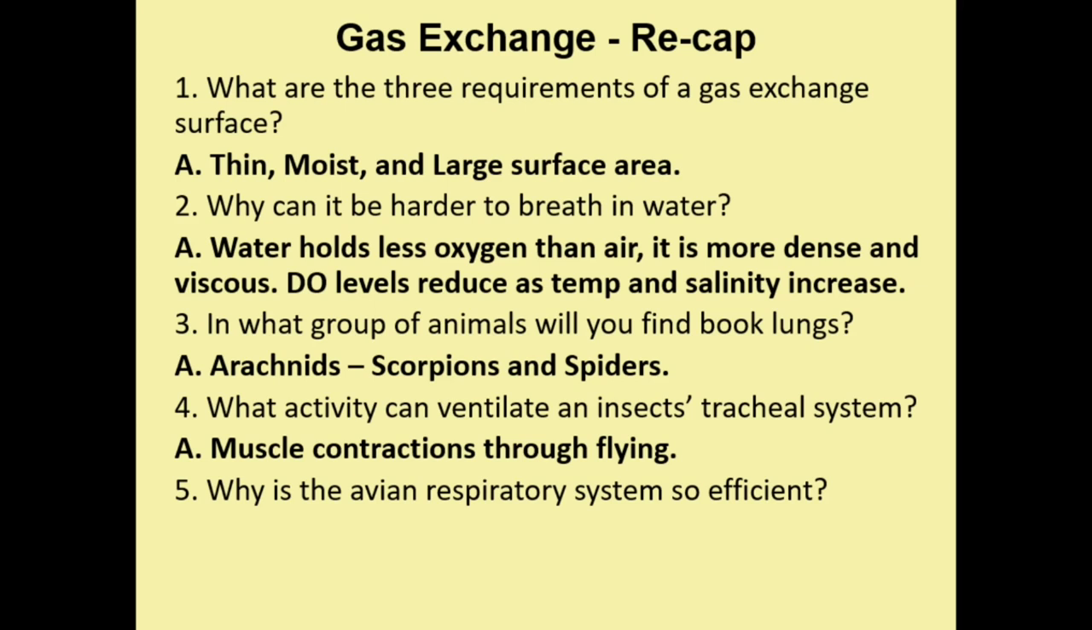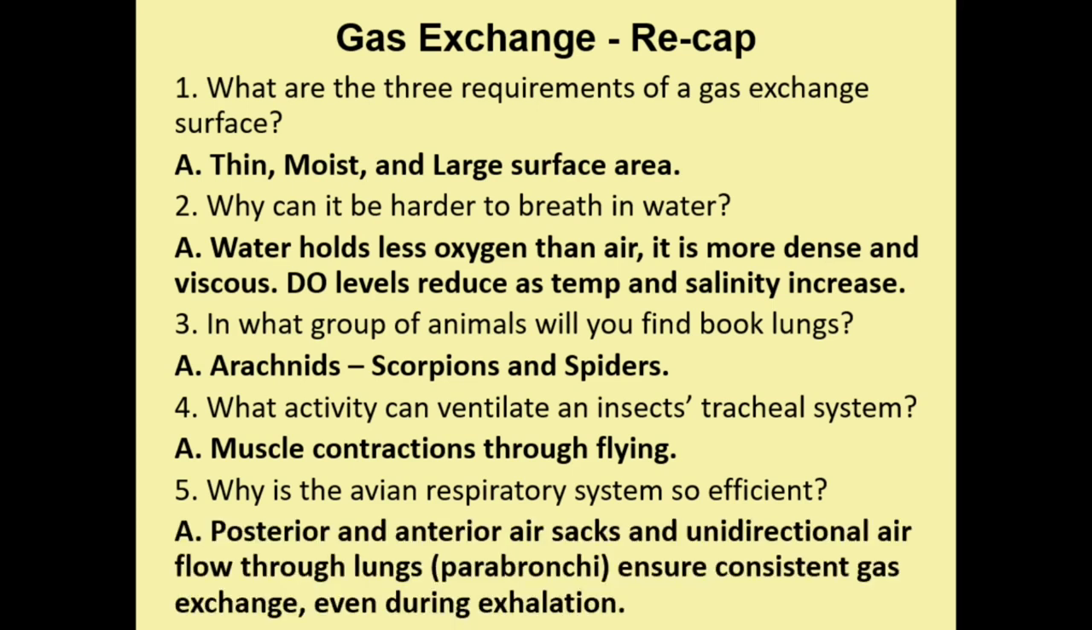So number five, why is the avian respiratory system so efficient? Well, you have these posterior and anterior air sacs along with unidirectional airflow through the parabronchi of the lungs, which ensures consistent gas exchange even during exhalation. Now, obviously, there could have been a number of ways that you could have written that. Key things that I was looking for were the fact that they aren't wasting exhalation, so they're carrying out gas exchange even during exhalation, and that's because they have the air sacs, posterior and anterior air sacs, and unidirectional flow through the lungs.